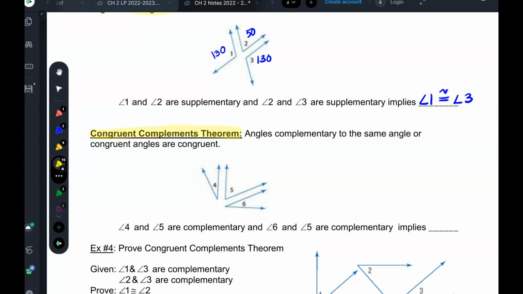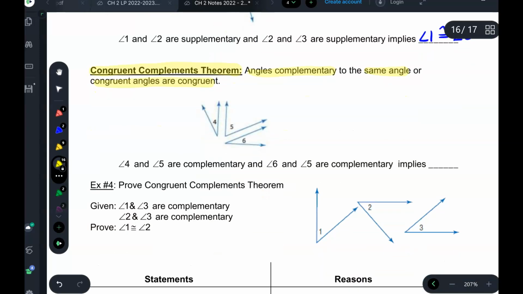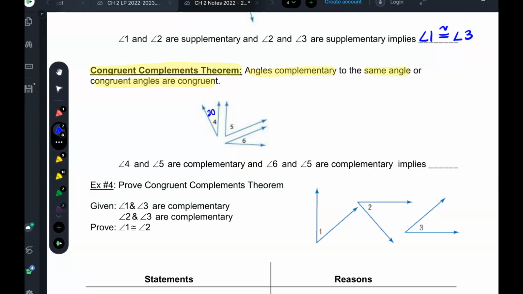Congruent complements theorem. It's the same thing, but with complementary angles: angles complementary to the same angle. So if angle 4 and 5 are complementary, let's say angle 4 is 20 degrees. Then 5 would have to be 70. And if 5 and 6 are complementary, and 5 is 70, then 6 is going to be 20. Again, no matter how we choose those numbers, 4 and 6 are always going to be congruent.